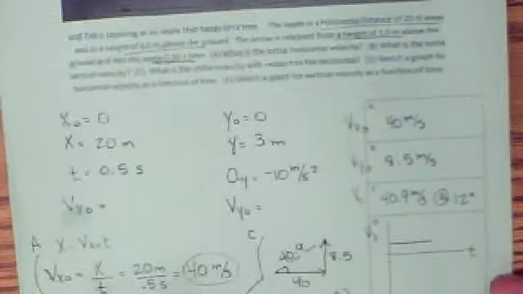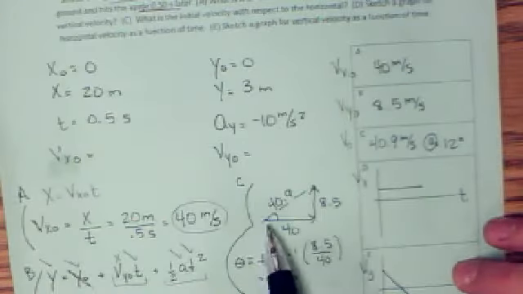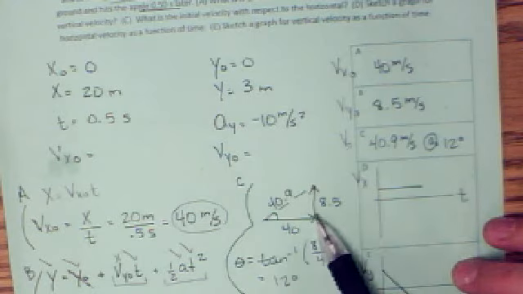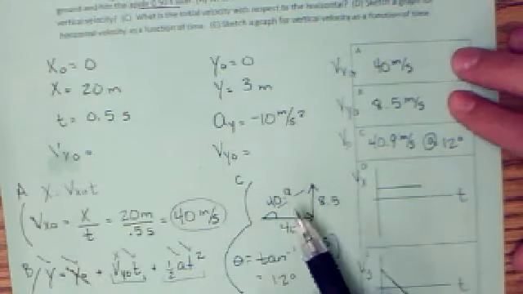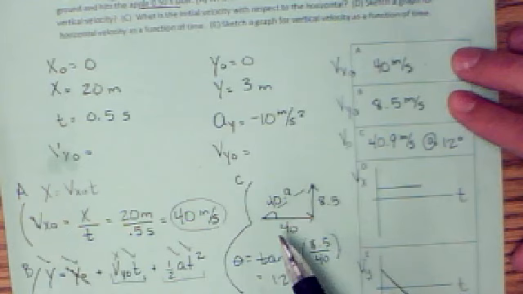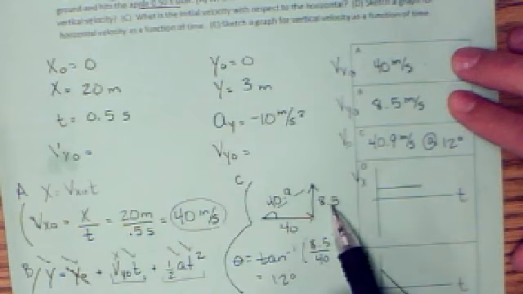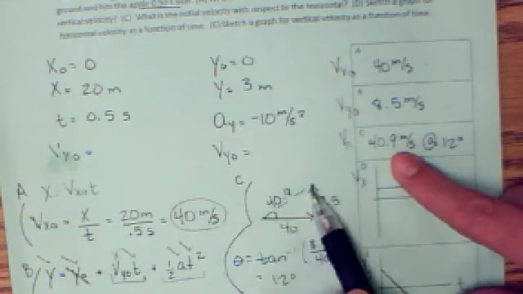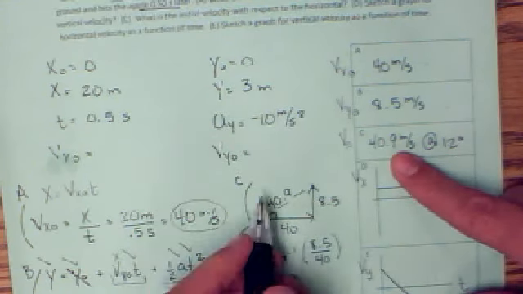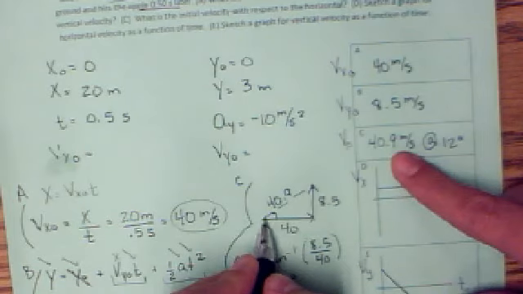Oops, I'm sorry, I'm not showing it to you. Let me re-say that. Vx naught horizontally, Vy naught vertically, connect it with a dotted line. Pythagorean theorem, square root of 40 squared plus 8.5 squared, parentheses closed, gives me 40.9 for the magnitude of the velocity. And then I've got to get the angle.